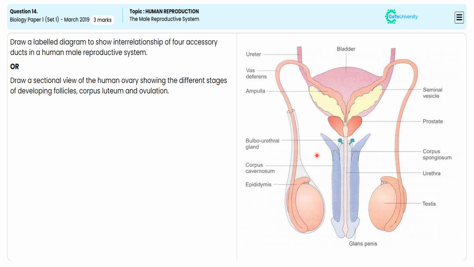The duct of the bulbourethral gland and the duct of the prostate gland are giving a very good alkaline medium so that the sperm can remain active, and also the interaction between the sperm cells is interrupted by giving this buffer cushion. In this way, if you are satisfying all this illustration by representing all the 4 ducts in this picture, we can get 4 marks for this first optional subjective question demand.